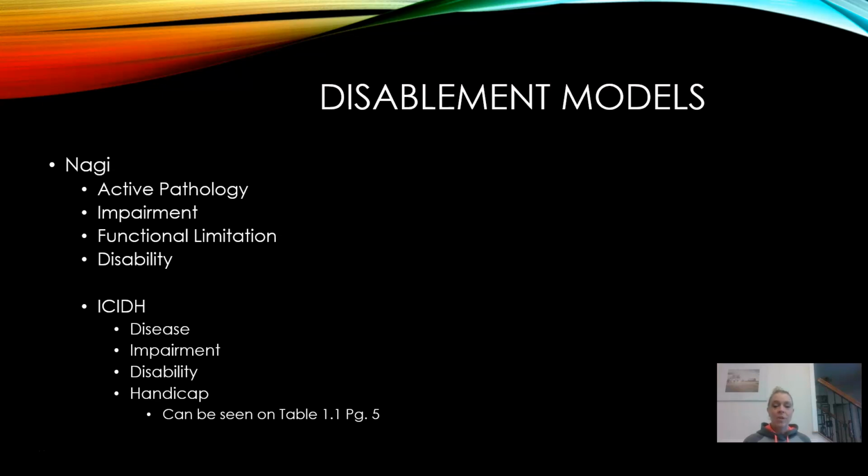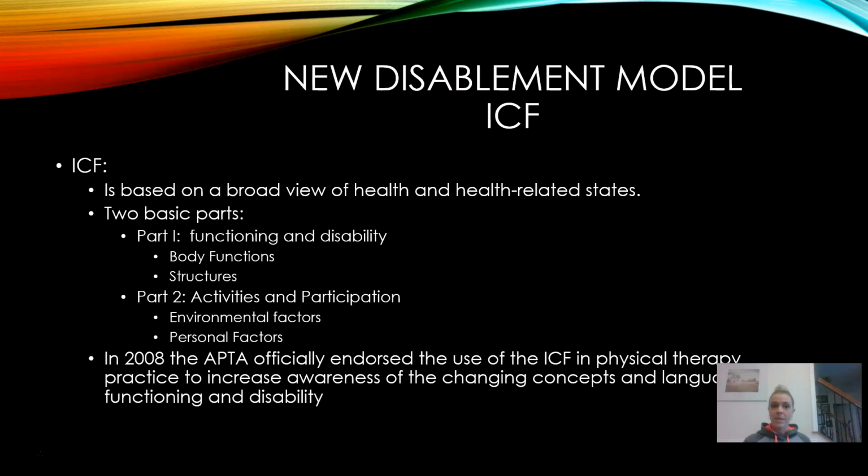The ICIDH came out with a newer model, and it's really actually pretty similar. They just called it a little bit different things, and that stands for the International Classification of Impairments, Disabilities, and Handicaps. You can look that up in your book. It's on page 5 in chapter 1. And it was through this chart that we've kind of adopted the one that we are using more commonly now.